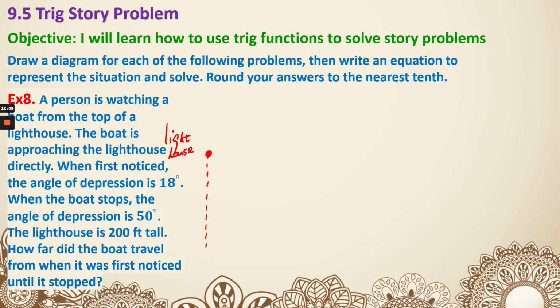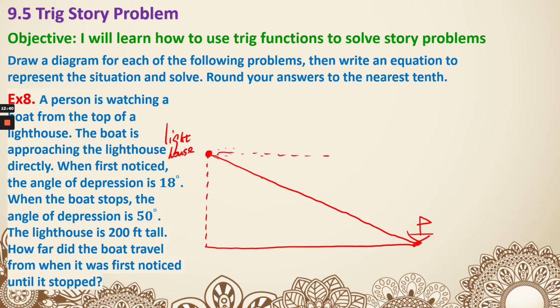And of course, there's a certain height of the lighthouse. And it's watching a boat. The boat is approaching the lighthouse directly. So let's say this is our boat at first. When first noticed, the angle of depression is 18 degrees. This is the horizon. And it's depression, so it's looking down, which means this line and our horizon is going to form 18 degrees at first.